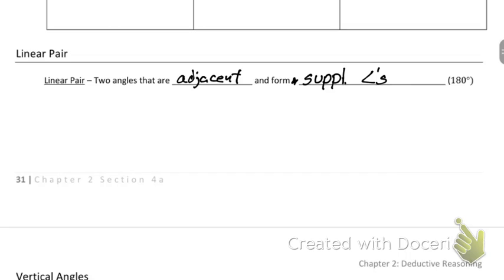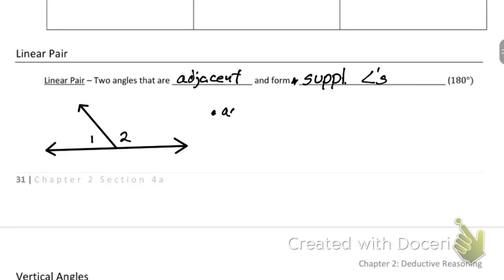So a linear pair has to meet two requirements. They have to be adjacent, and they have to be supplementary, which means they need to be able to form that straight angle that Songhua was asking about just a second ago. So these are going to be examples of a linear pair. Angle 1, angle 2, because they are adjacent, and when added together, they equal 180 degrees.